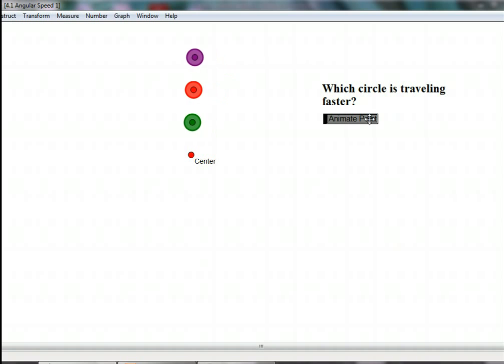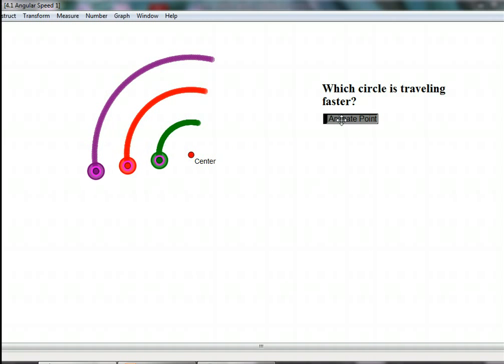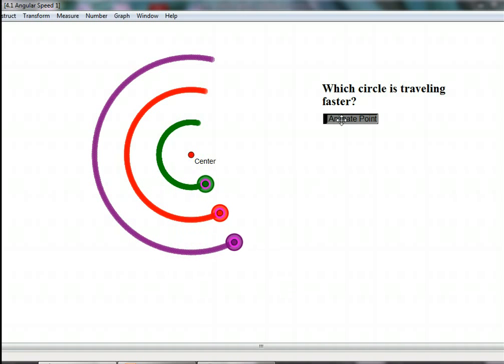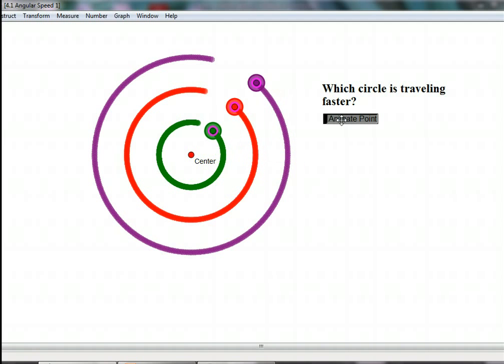Okay, so here's a question for you. Which one of these circles is moving the fastest? You're probably thinking that the outer one is moving the fastest. If you're thinking that, you're probably right, because that would be considered its linear speed. The outer circle is traveling a greater distance than the other 2 circles in the same amount of time. So it would be traveling faster.